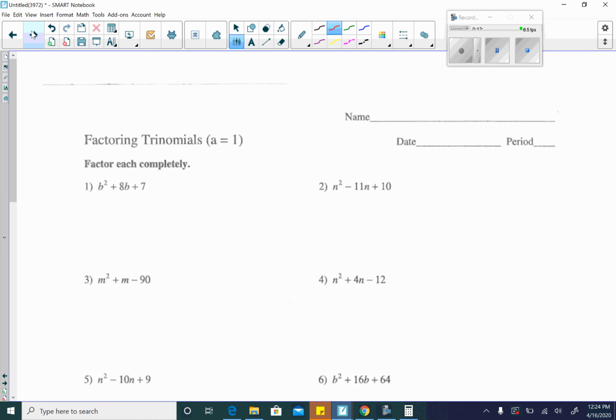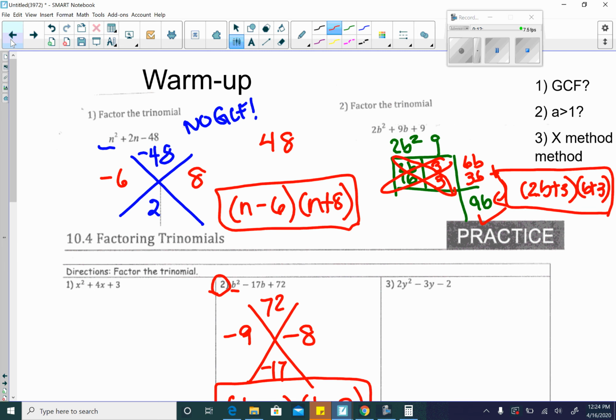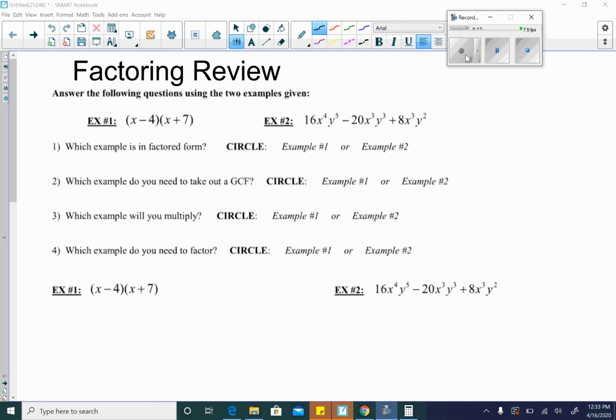All right, and let's do number 1 together here. So I have 2 different examples. Okay, let's start with number 1 here. We have this example and then we have this example, and they're asking us questions. So it says, which example is in factored form? Okay, you should know that example 1 is factored form.